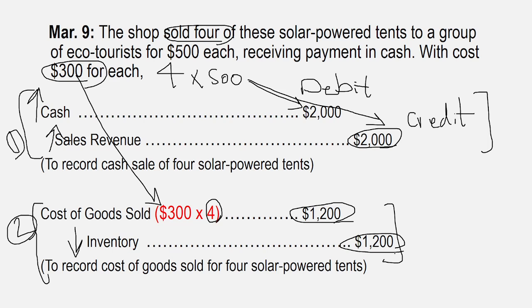By recording these journal entries, Adventure Travel Gear accurately captures the financial impact of the sales and associated cost of goods sold, and this ensures transparency and accountability in their financial reporting, providing valuable insights into their profitability and inventory management.